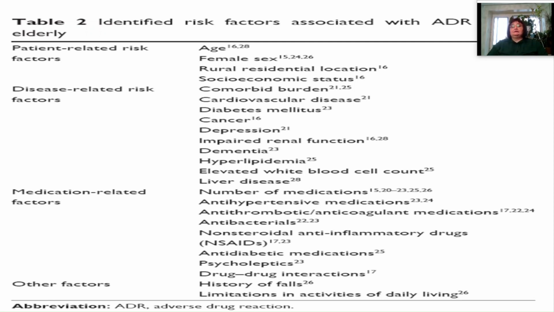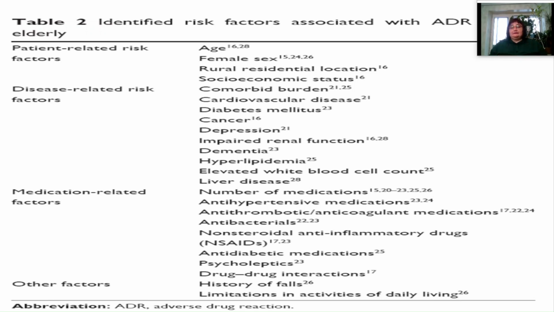Disease-related risk factors include cancer, depression, and impaired renal function. Impaired renal function, with a disorder of elimination, can influence the dose of drugs, because in this group of patients, aging older patients with impaired renal function, there is a problem with dose. This group of patients will need a lower dose compared with patients without impaired renal function.